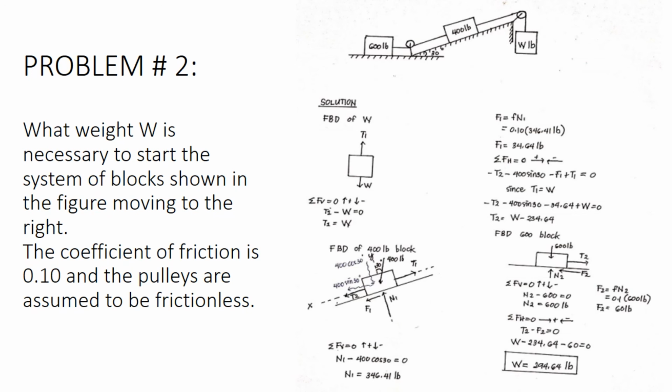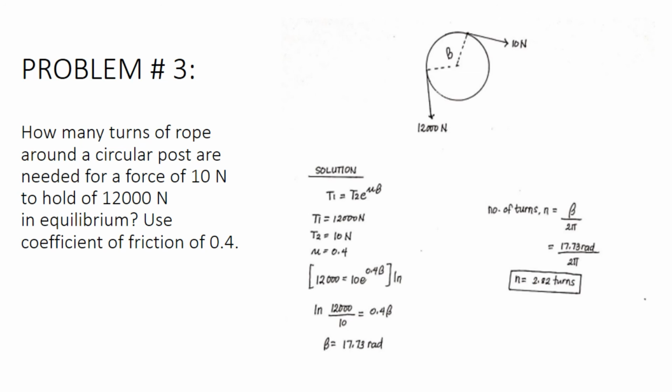Problem number 3. How many turns of rope around a circular post are needed for a force of 10 Newton to hold 12,000 Newton in equilibrium? Use a coefficient of friction of 0.4. So we have the equation T1 equals T2 times e to the power of coefficient of friction times beta. We already have the value of T1, which is 12,000 Newton, for T2 10 Newton, and for the coefficient of friction 0.4.